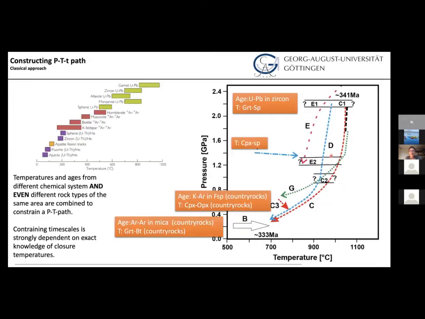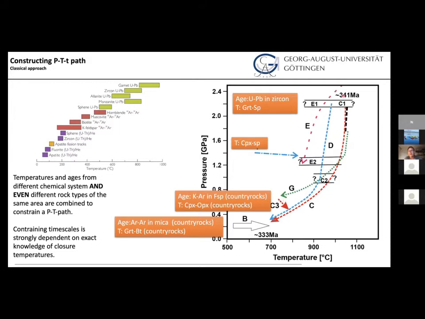So this is the classical approach that has been applied over decades. And as you can see here on the upper left, you have a different range of closure temperatures for different systems. And if you apply these to various systems in your rock, or even for different rocks in the same area, you can actually constrain different PT paths and pin times on that.